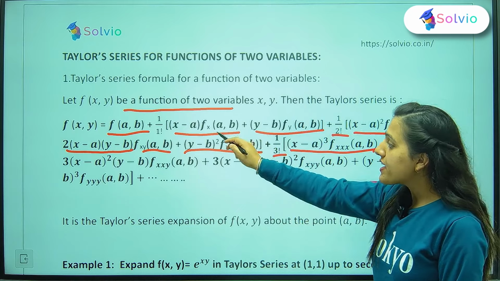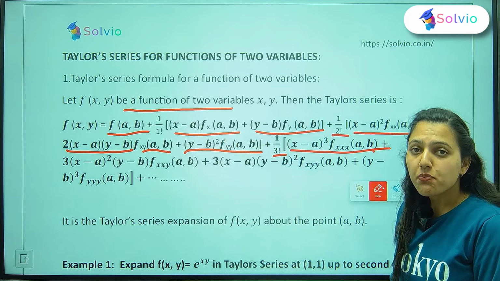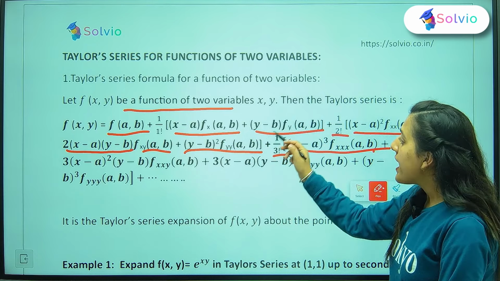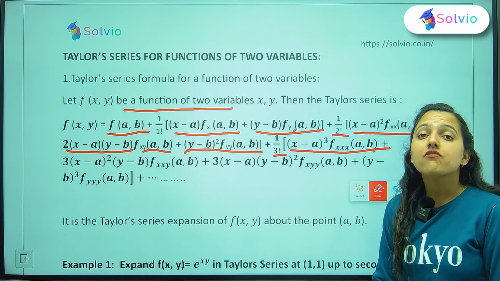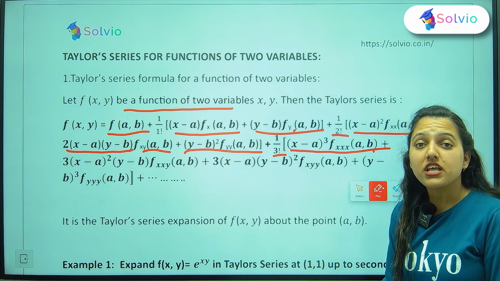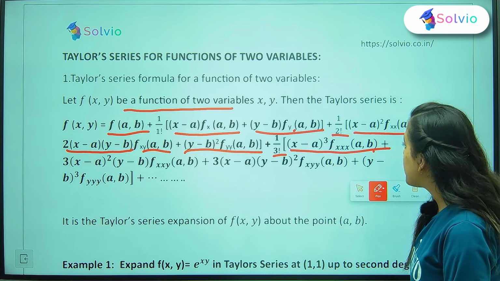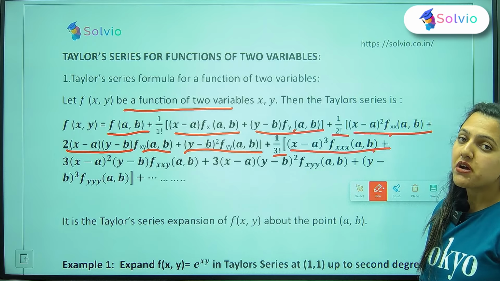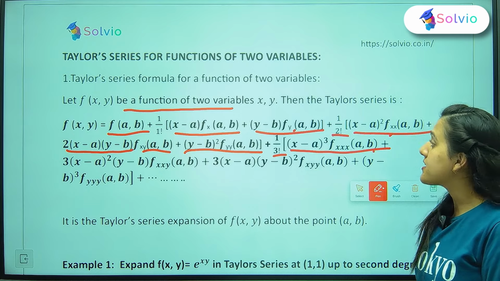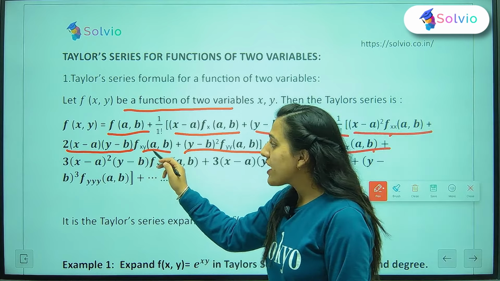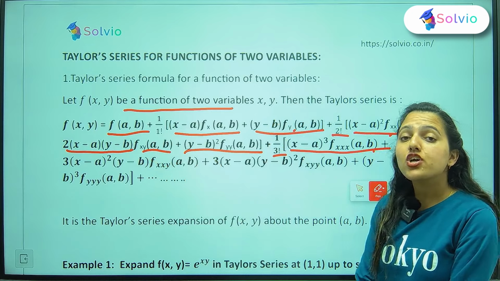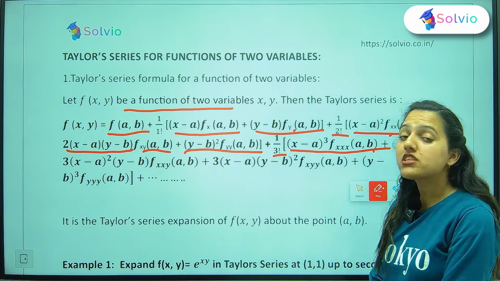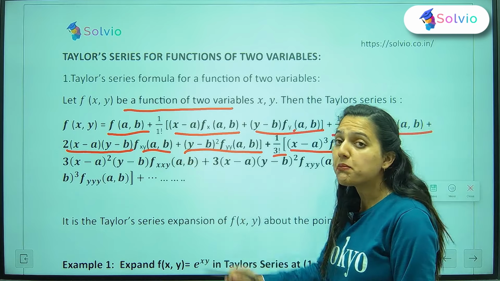Here fx(a, b) is the first order partial derivative of function f with respect to x at (a, b), and fy(a, b) is the first order partial derivative of function f with respect to y at (a, b). fxx(a, b) is the second order partial derivative of function f at (a, b). fxy(a, b): firstly, you will differentiate f with respect to x and then you will differentiate fx with respect to y at (a, b).